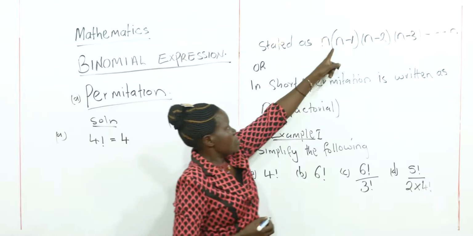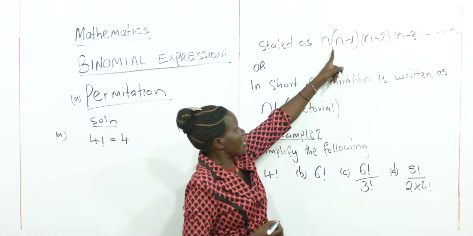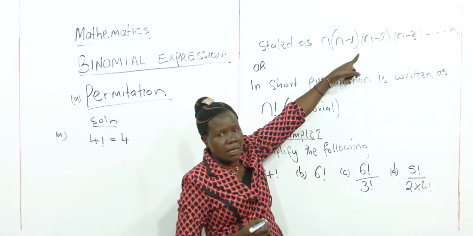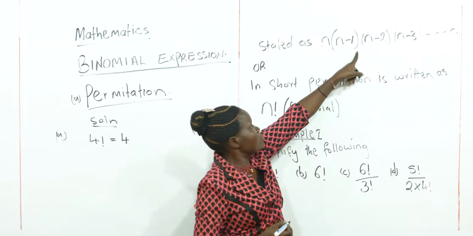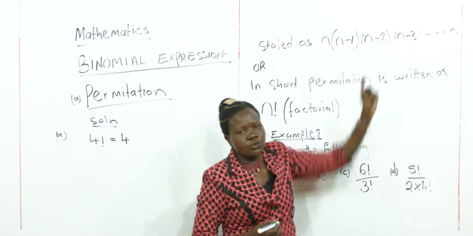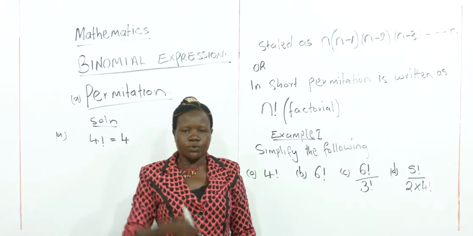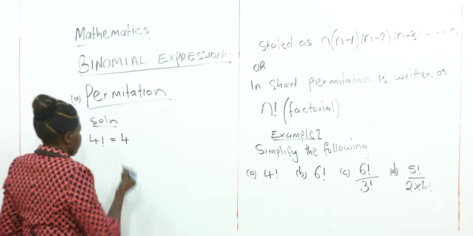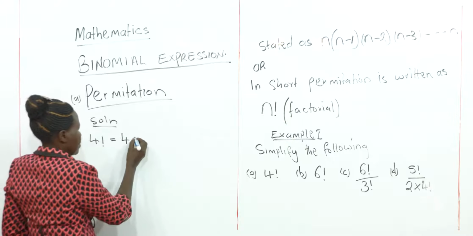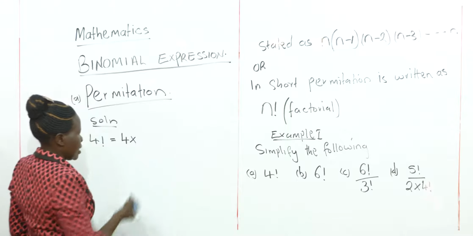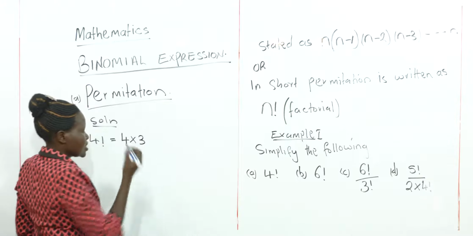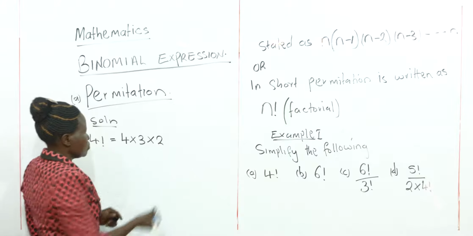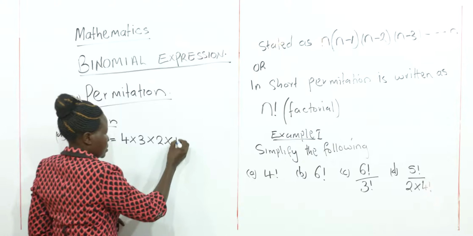Look here. Here means n times n minus 1, and then n minus 1 times n minus 2. That means when we are descending, we are going to use what we call the product. We are going to use multiplication. So you say 4 by the next number, which is 3, and then 3 by the next number, which is 2, and then 2 by the next number, which is 1.